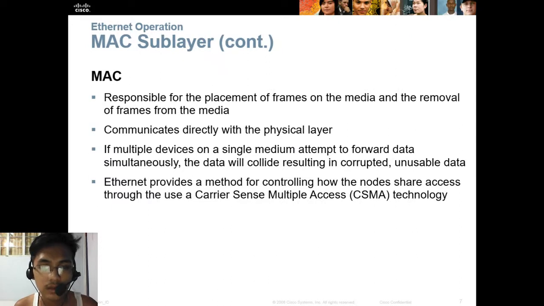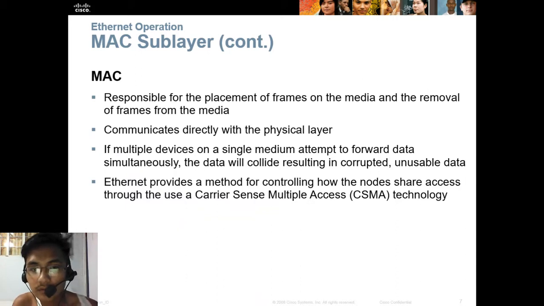The MAC is responsible for the placement of frames on the media and the removal of frames from the media, and communicates directly with the physical layer. If multiple devices on a single media attempt to forward data simultaneously, the data will collide, resulting in corrupted and unusable data. Ethernet provides a method for controlling how the nodes share access, using the carrier sense multiple access, or CSMA, technology.